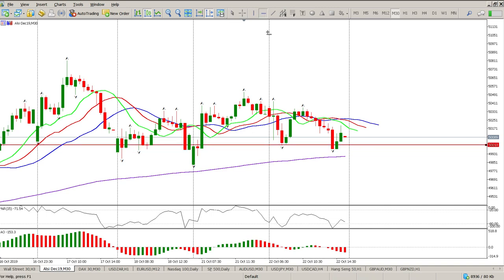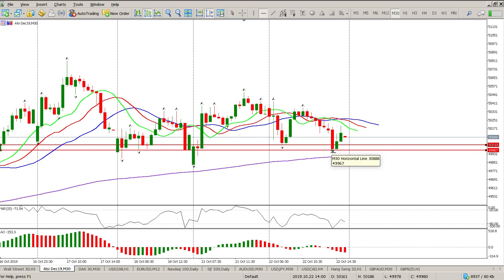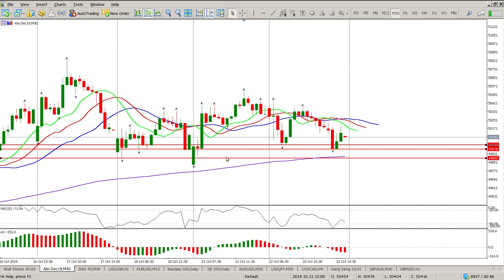Pullbacks that I would expect would be to any of these breaks, depending how big that gap is. Don't try and chase it at the open, let it play out, let the pullback happen, and then you can jump in on that short, unless you're short already. So that's my view for today.